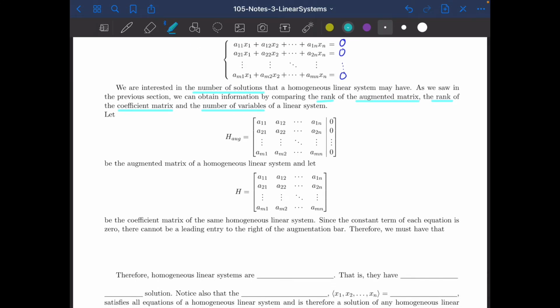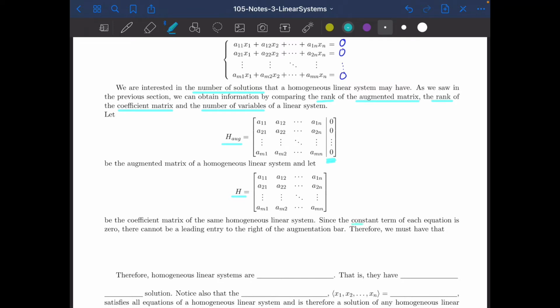So what does the augmented matrix of a general homogeneous linear system look like? It looks like H-aug here. It looks like any augmented matrix of a linear system, except that the column of constant terms is filled with zeros. So let H-aug be the augmented matrix of a homogeneous linear system, and let H be the coefficient matrix of the same homogeneous linear system.